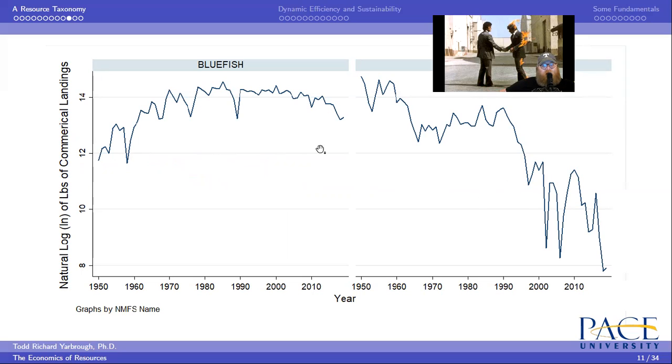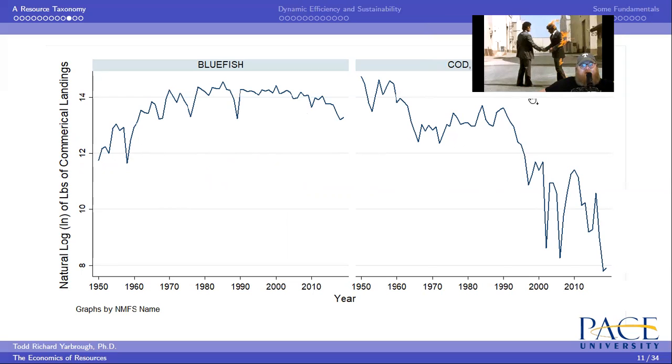Here are two fish stock population dynamics over time. Both of these are off the coast of New York State. So bluefish is an economically important fish for fishing companies off the coast of New York State. And the same is true of cod. But you'll see that there is a particular behavior to cod, which is that it used to be caught in high volume, and then over time, it is now no longer caught as much.